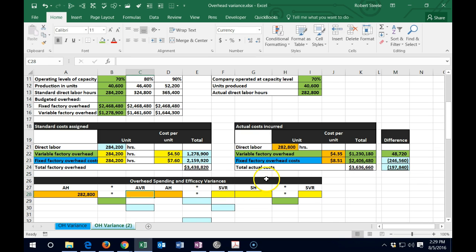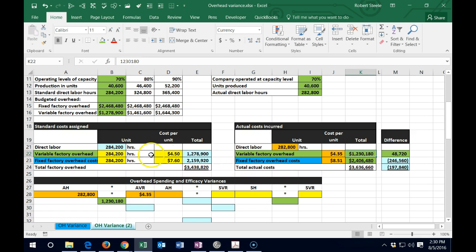There's our total. Now we're going to break out this number into its components. So we have the total here, and we're going to break it out into the two components. We're going to be down here, and we're going to recalculate these numbers first. So the actual hours are this number, and the actual rate for the variable costs is this number. If we multiply those two out, we have 282.8 times the $4.35, and of course, that ties out to this number here.